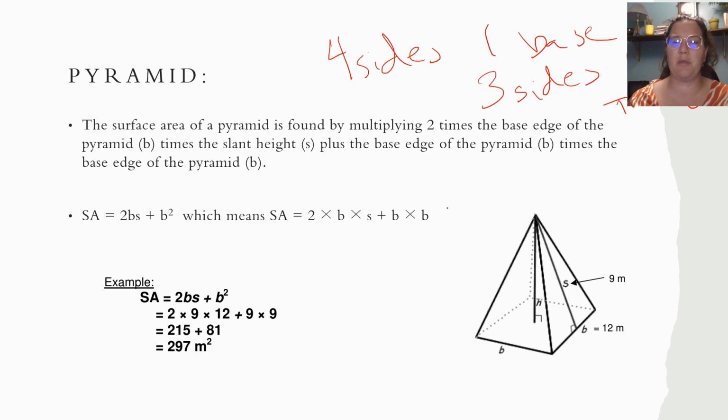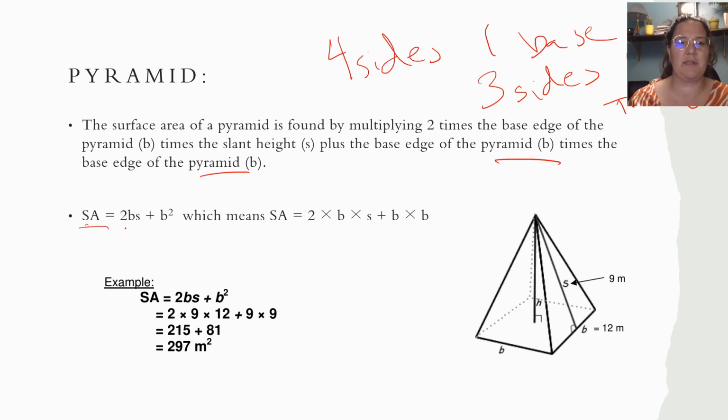So the surface area of a pyramid is found by multiplying 2 times the base edge of the pyramid times the slant height, and again, that's what S means, plus the base edge of the pyramid times the base edge of the pyramid. And this is going to give us the bottom. So sometimes it can match up. This one is 12 and 12. Other times it can be different. It just depends. Again, refer back to your drawing.